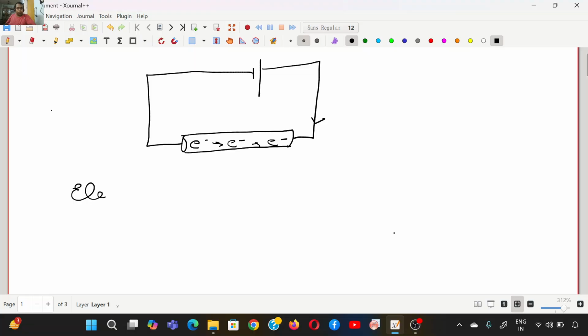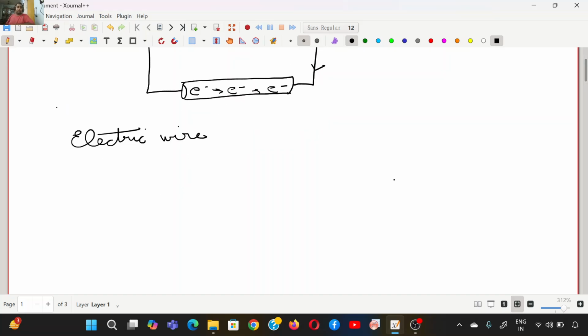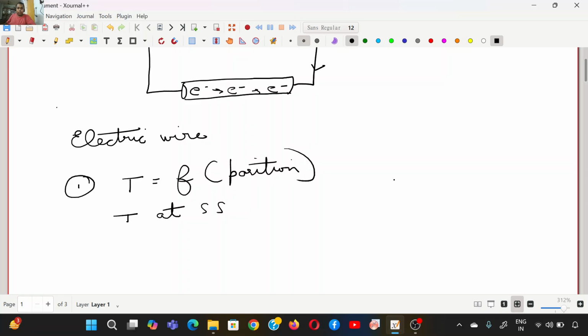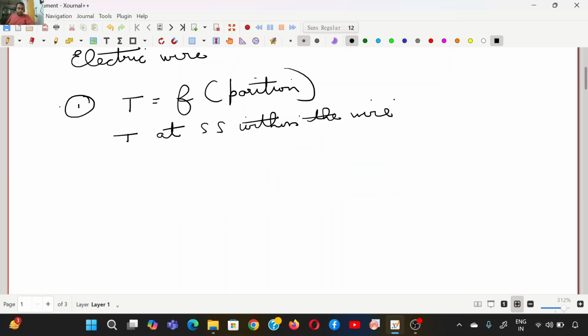Okay, so this is an electric wire problem connected to a live circuit. So in this case, temperature is a function of position, right? Anywhere in the wire, at the edge of the wire, at the center of the wire. So it will be a function of position, right? And I'll make an assumption that temperature is at steady state within the wire. What I want you to find out here is the differential form of the energy conservation equation.